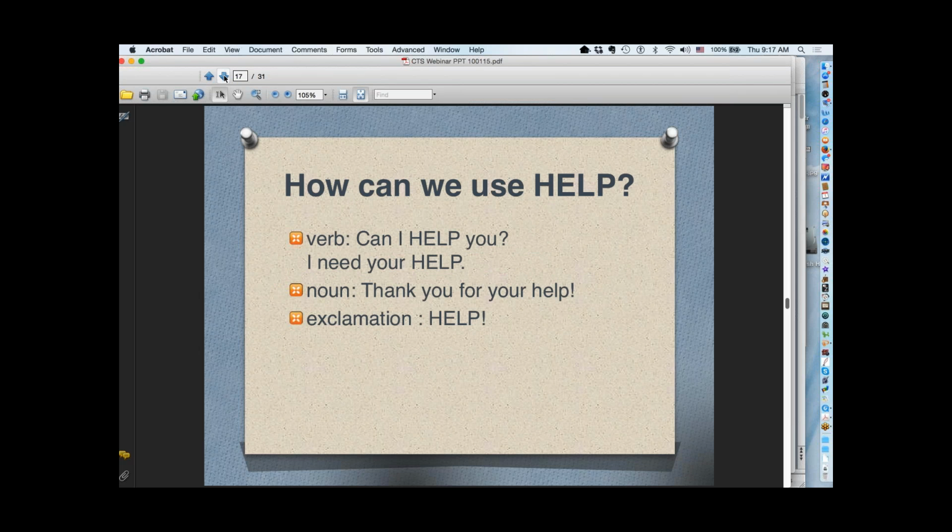We can ask our student, can I help you? We can say to our student, I need your help. We can say to the people around us, hey, I need your help over here. We can exclaim help. And we can thank our students and anyone else for the help that they give us. So on the face of it, it's a very simple word.